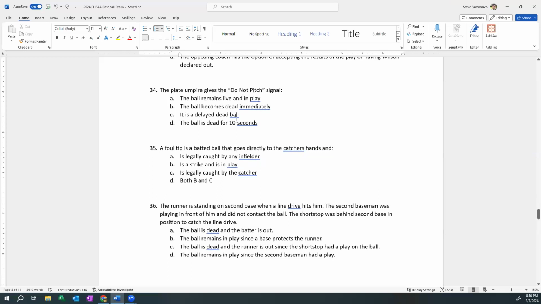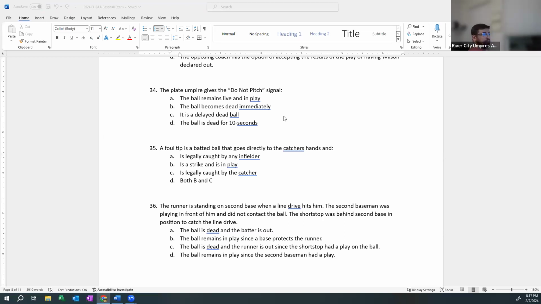The plate umpire gives the do not pitch signal. What's going on? Dead ball. That's it. It's a dead ball. Is it immediately? Is it dead for 10 seconds or is it delayed? Immediately. My hand is up. Immediately. Yeah, immediately. It is dead immediately, correct.